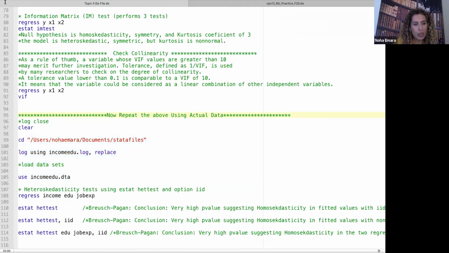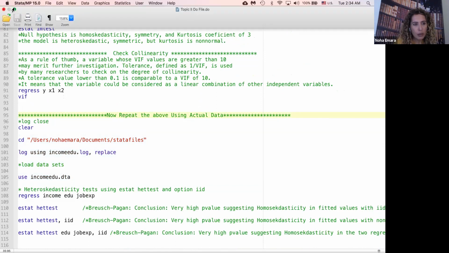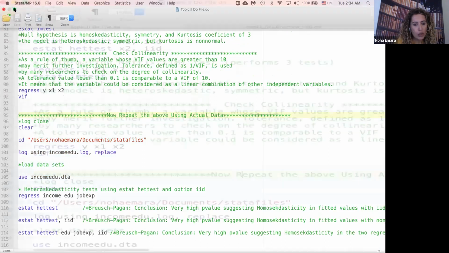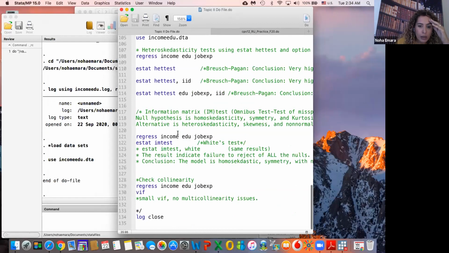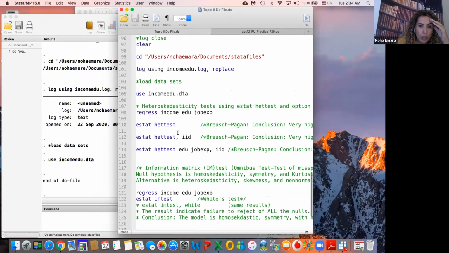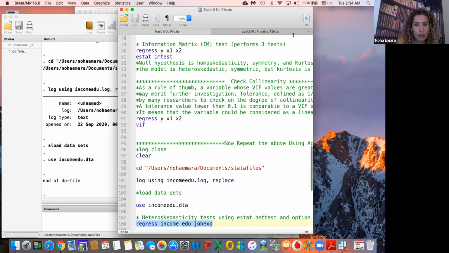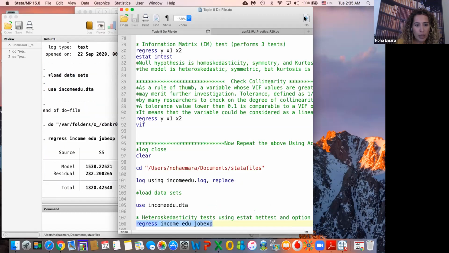The data I'm using is the relationship between income, years of education, and job experience: how job experience would affect your income, how education would affect your income. I already got the data here. When you do the regress command, it's just a simple command that we did last time.